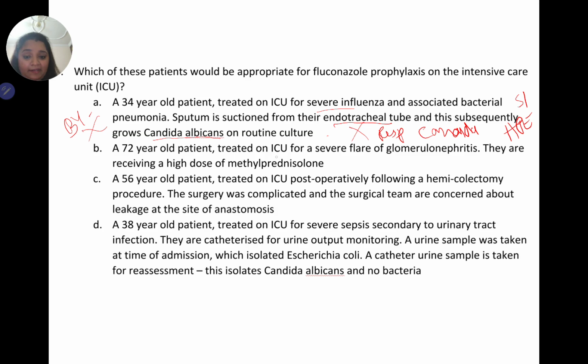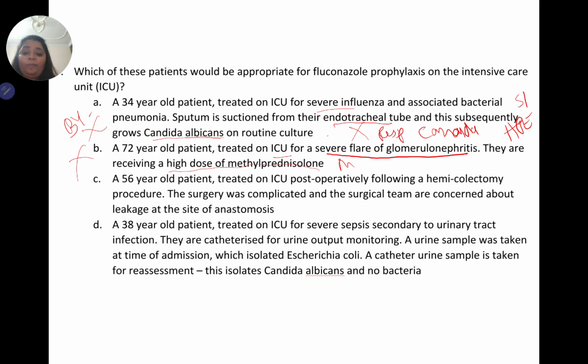A 72-year-old patient treated in ICU for a flare of glomerulonephritis. They are receiving high dose methylprednisolone. Your steroids are a risk factor for mold infections like Aspergillosis, including Mucor. Candida, not so much. So no.